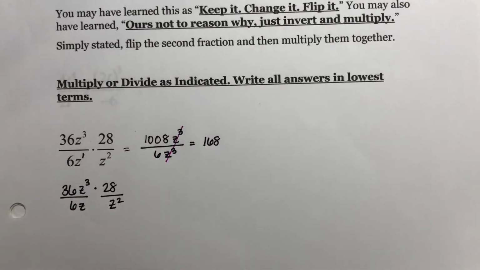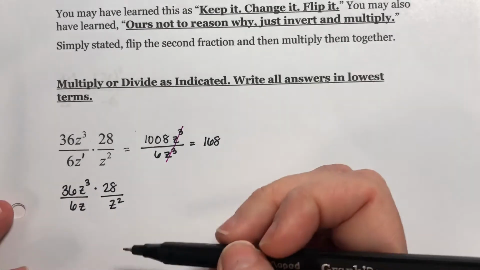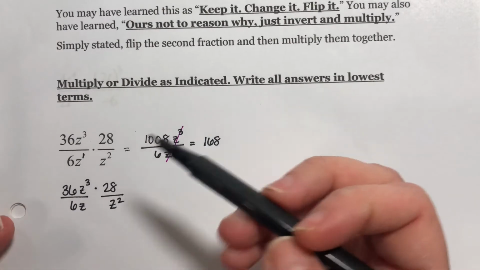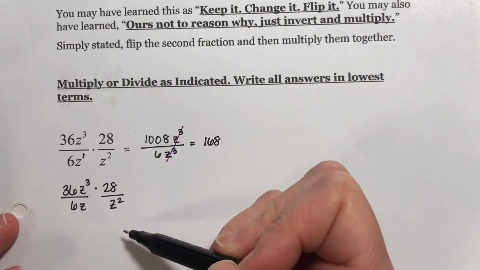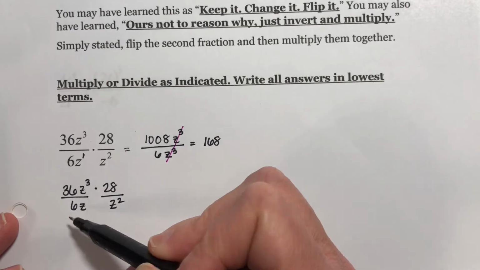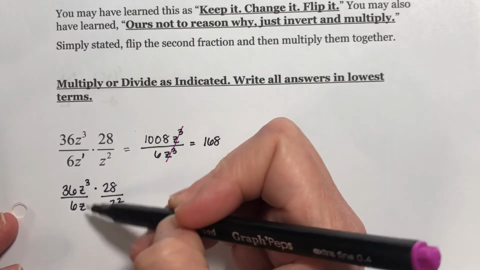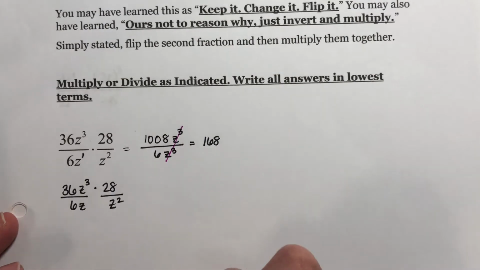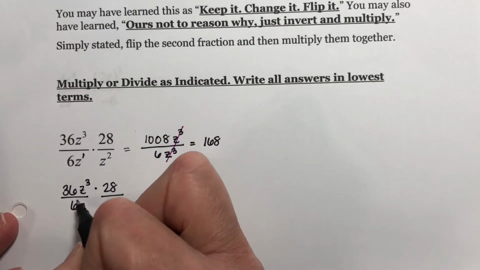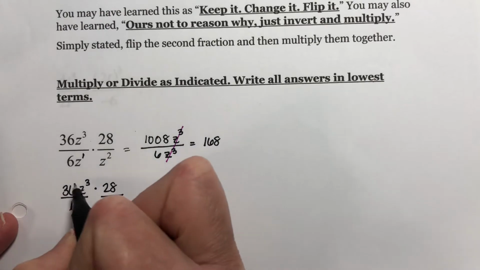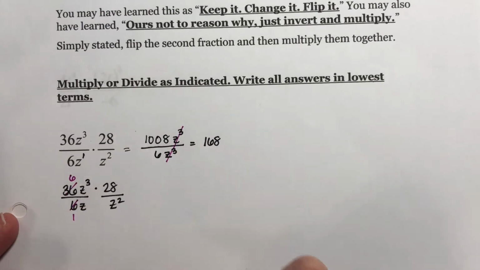Okay, and what we can do is basically we can reduce our fraction before we multiply. You can reduce up and down, and you can reduce on the diagonals. You just cannot reduce straight across. So if I look at this first fraction, I have a 6 in the bottom and a 36 in the top. If I divide this by 6, I get a 1. If I divide this by 6, I get a 6.